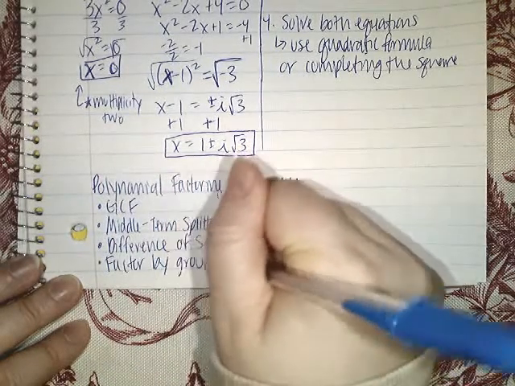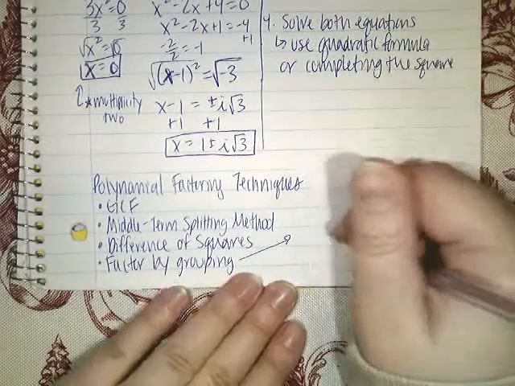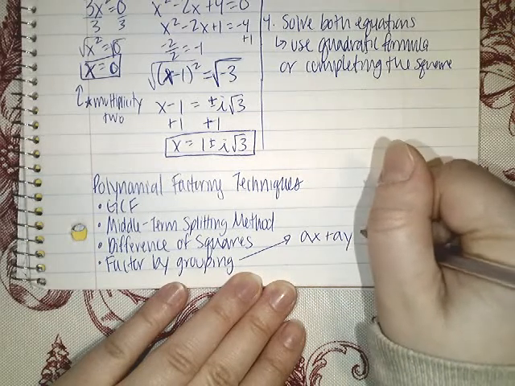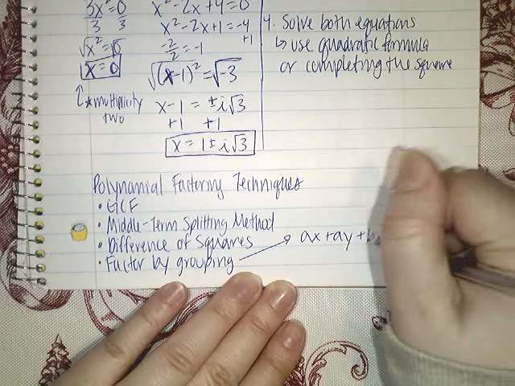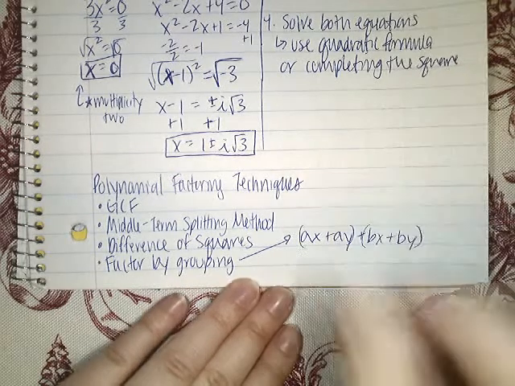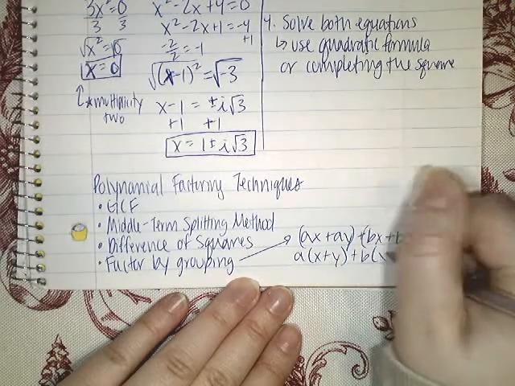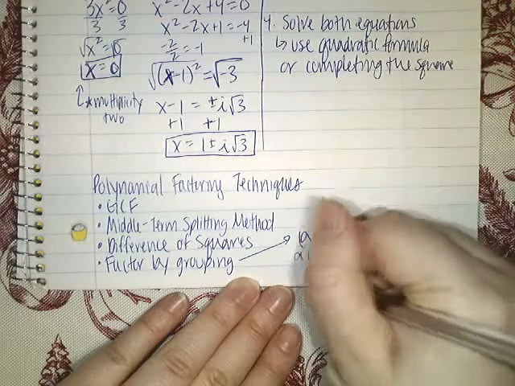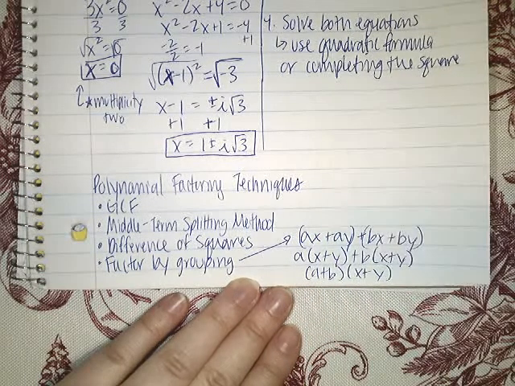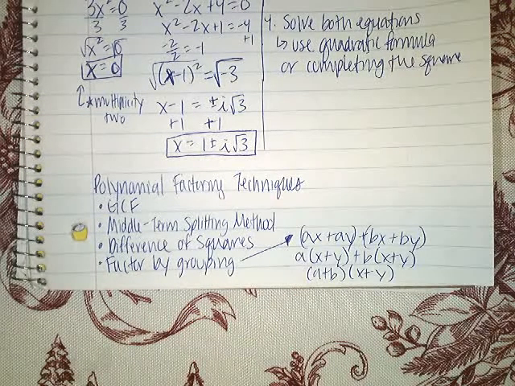So this is just the middle step of the middle term splitting method. If you forgot what this looks like, I'll do a quick little demo. We have ax plus ay plus bx plus by. We group the first two and the last two. Take out the a, we have x plus y. Take out the b, we have x plus y. And we end up with (a plus b)(x plus y). So if you've forgotten factoring by grouping, that's what that looks like.